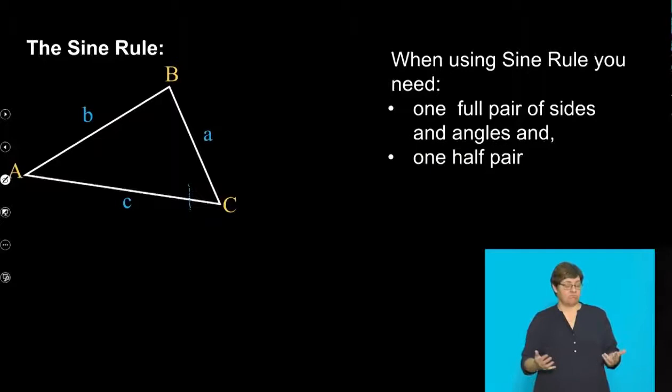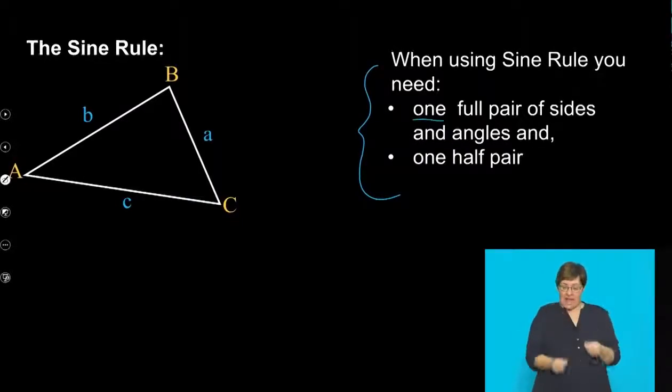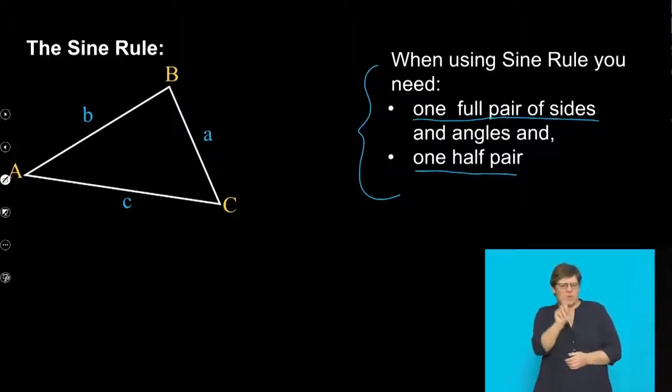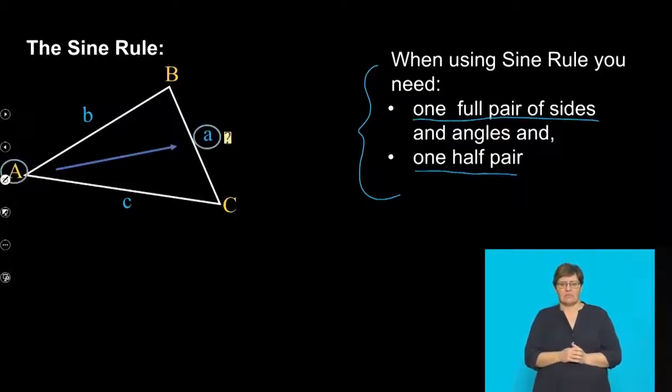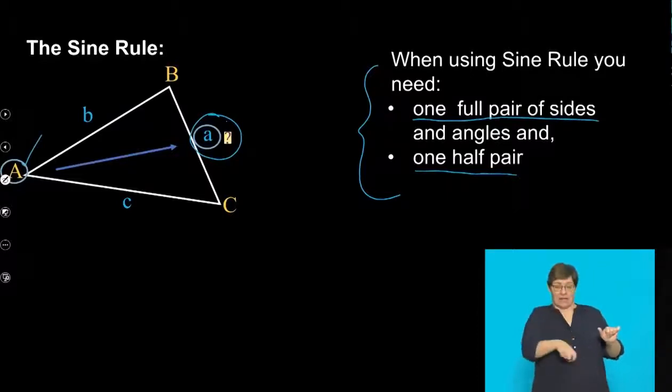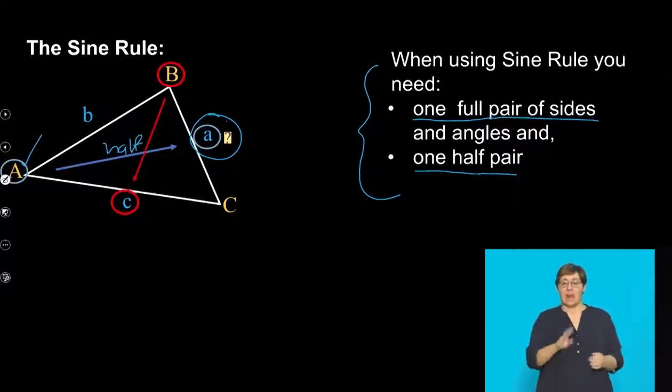Okay, so when we're using the sine rule, we need to think about two very important things. In order to use the sine rule, we need to be given one full pair of sides and one half pair. What does that mean? Let's look at our diagram again. If we were looking for side a, we would have to be given the angle across it, and this would be our half pair. And we would need to be given another full pair. What do we mean by a full pair? We need to be given angle B as well as the side across it.